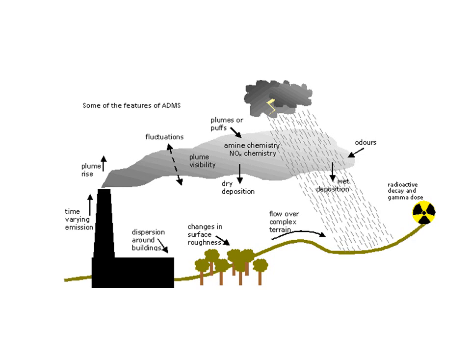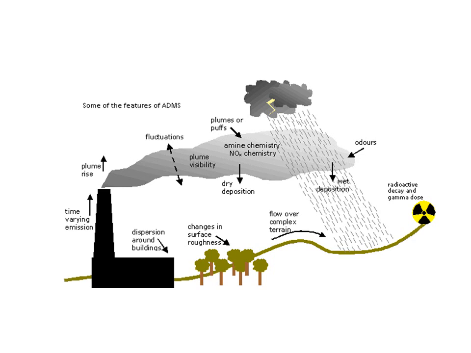Another thing is that in an actual situation, certain reactions are taking place in the atmosphere. Here, as you can see, some amine chemistry and NOx chemistry is taking place. But in the Gaussian plume model, we are neglecting it. There is certain dry deposition of the pollutant taking place. There is dispersion of the pollutant around the industrial building, and there are changes in the surface roughness. That is, it is not a plain area. There is flow over complex terrain.